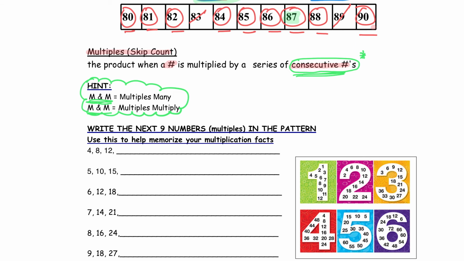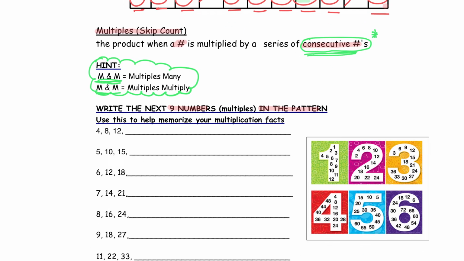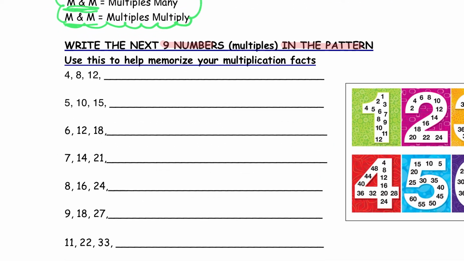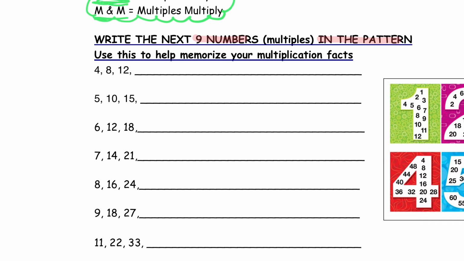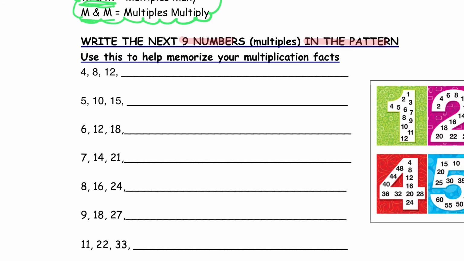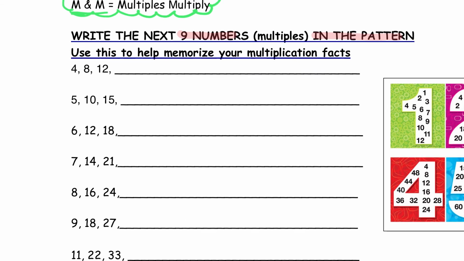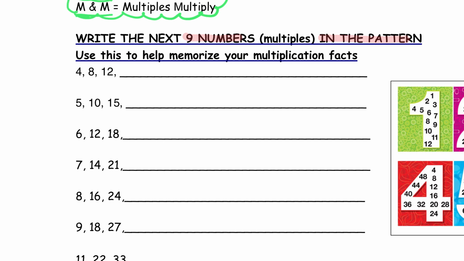Next, write the next 9 numbers or multiples in the pattern. So basically what's going to happen with the next ones, you're basically writing out your multiplication facts. So give it a shot, see how well you can do, and you can use this to help you to memorize your multiplication facts as well. I'll do the first one with you. So the first one is 4. So basically you're going to write the multiples of 4.